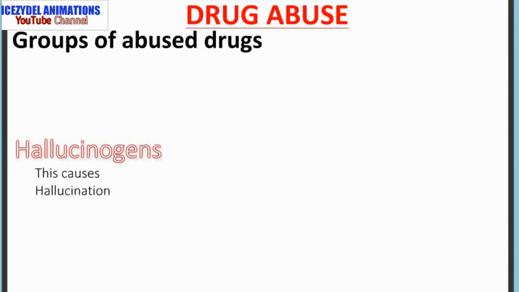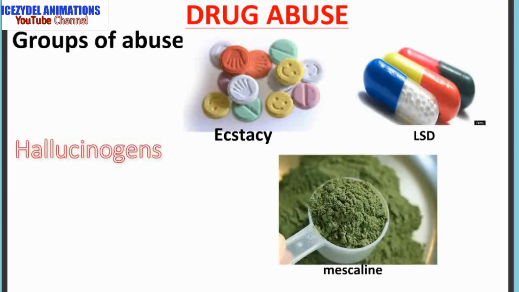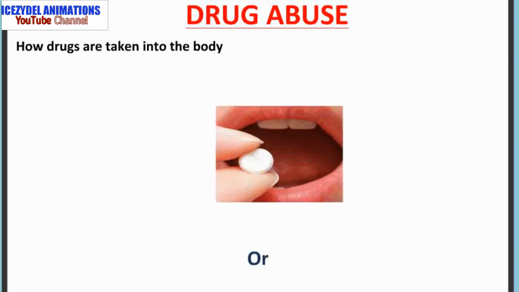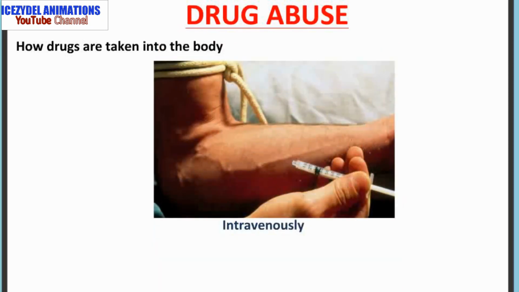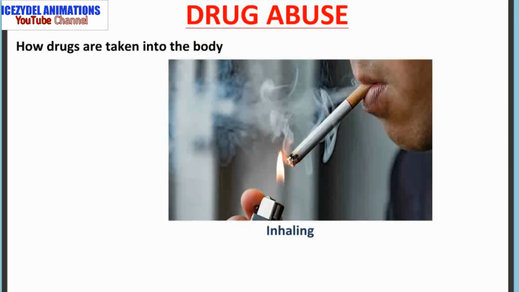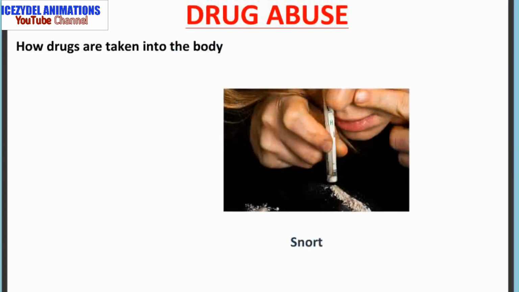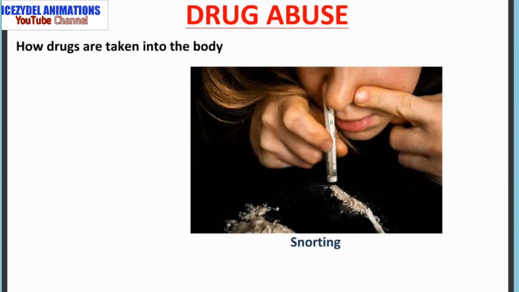Hallucinogens. These cause hallucinations and an out-of-this-world feeling of dissociation from oneself. Examples include ecstasy, mescaline, and LSD. How these drugs are administered. There are several different routes of administration for drugs of abuse, including orally in the form of a pill, intravenously in the form of an injection, by inhaling the substance in the form of smoke, or via snorting the substance so it is absorbed into the blood vessels of the nose.